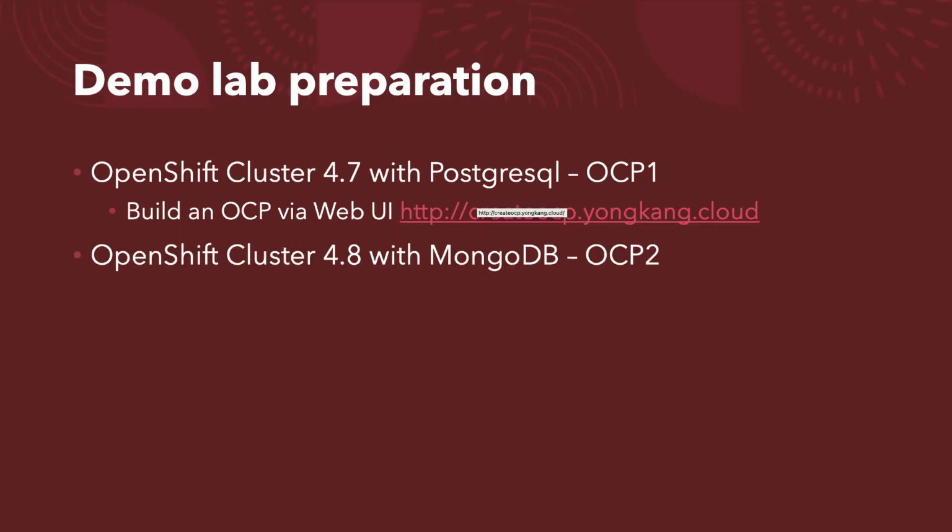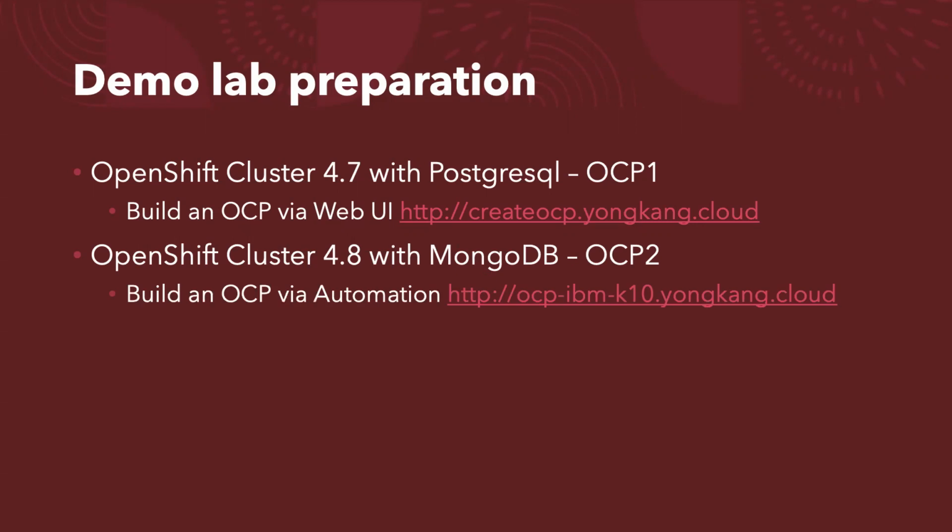Secondly, I need to have an OpenShift cluster running version 4.8. In this case, my OCP2. I also have a sample database, MongoDB, installed. If you don't have an OCP cluster, you can follow this link via automation. We're going to create an OCP cluster that also comes with MongoDB, etc.